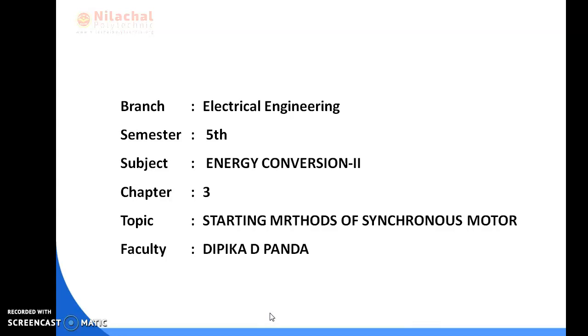We are doing chapter 3, that is Synchronous Motor, and today's topic for discussion is different starting methods of synchronous motor.